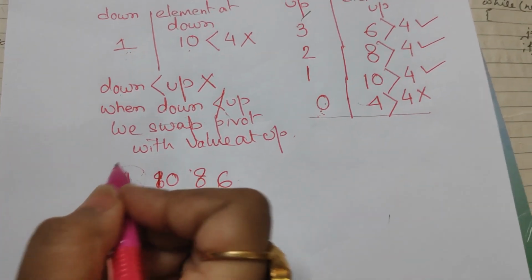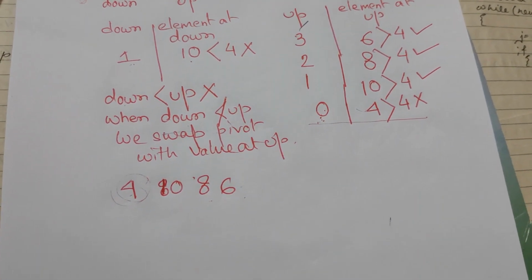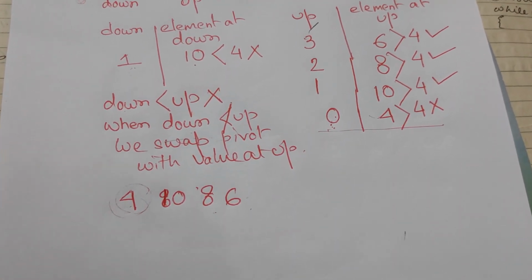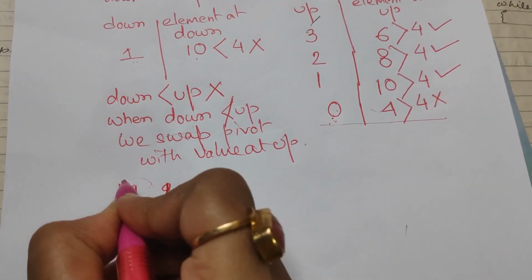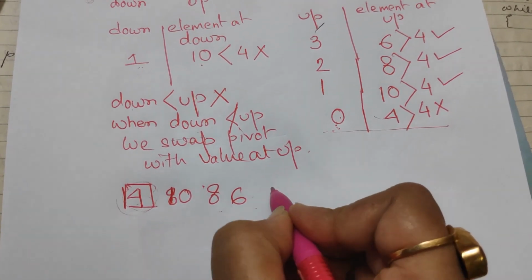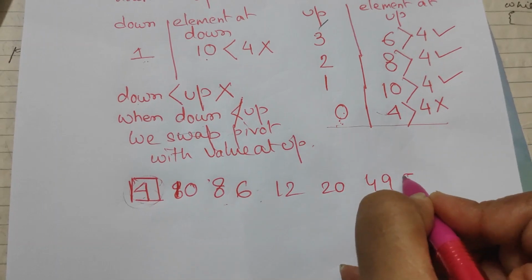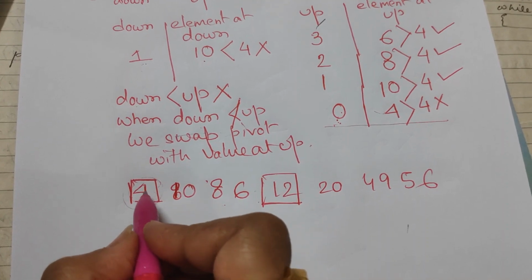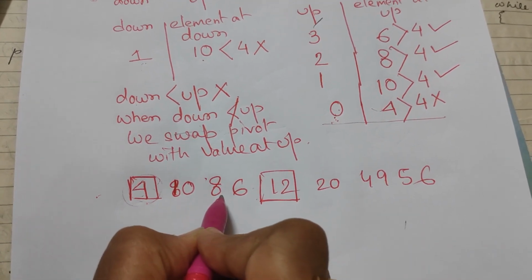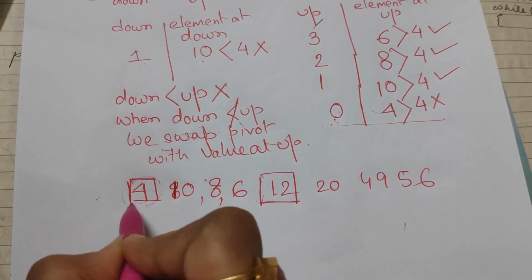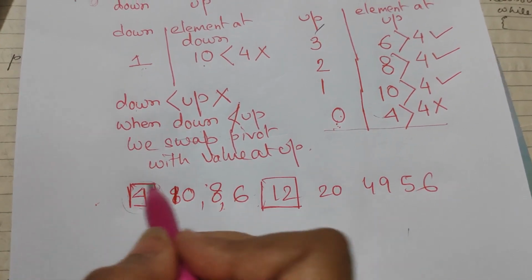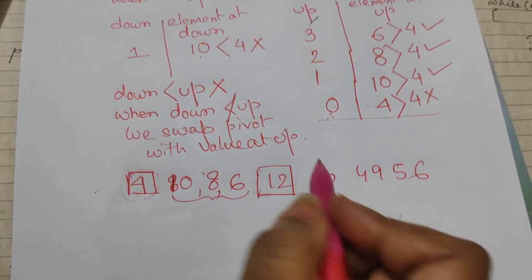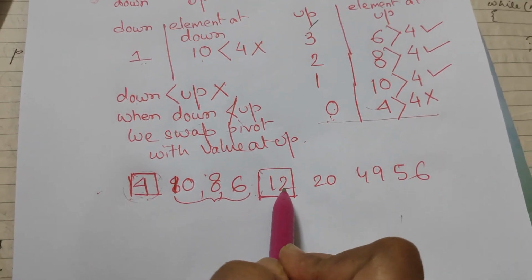Correct? Now, after the second pass, you see 4 has been placed at its correct position. Now what will we do? Since 4 has already got the correct location in the list, we again have to sort the left hand side and the right hand side of the 4 separately. Now you see there is no left hand side of 4. So we will concentrate only on the right hand side of 4. Right? Because 4 has already got its location.